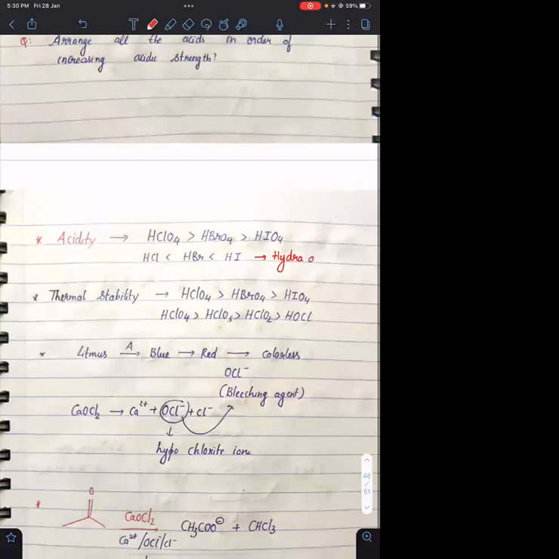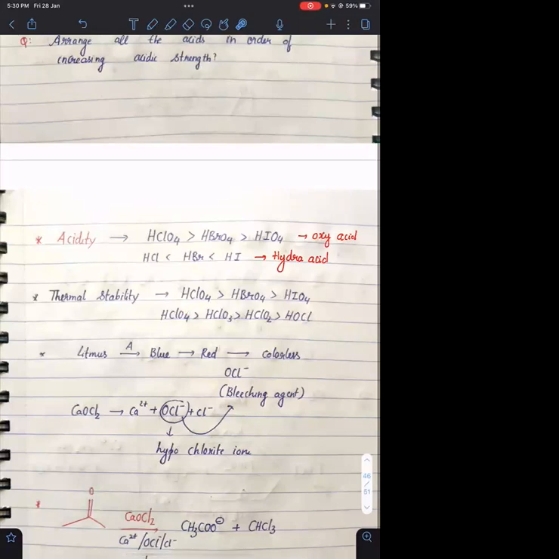यहाँ पे down the group, as the size increases, acidic strength increases. यहाँ पे उल्टा होगा. Oxy acids से अलग है, hydra acids में अलग है. Group में, in case of oxy acids, down the group acidic strength decreases. In case of hydra acids, down the group acidic strength increases. याद होगा?